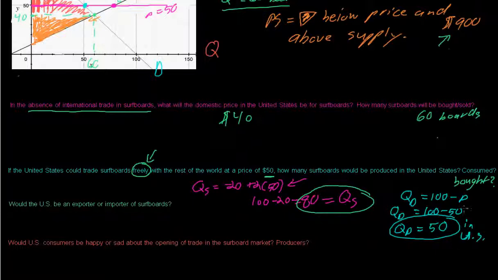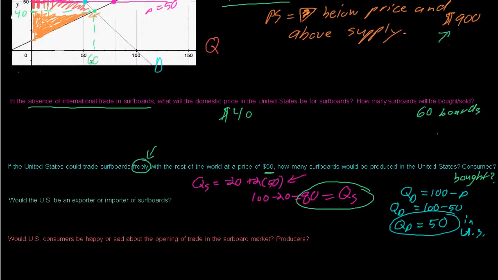Alright, so the next thing that we need to figure out, and I'll do an example where the opposite of this is true also, is would the US be an exporter or importer of surfboards. So I'll do an example. In this case, the US is going to be an exporter, and I'll explain why, but I'll do an example where they're an importer also. So the US will be an exporter of surfboards simply because the quantity supplied is greater than the quantity demanded in the US.